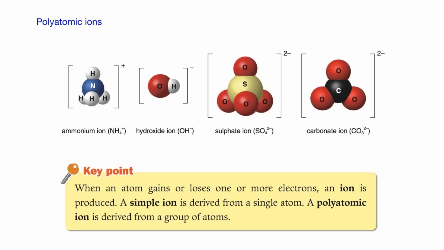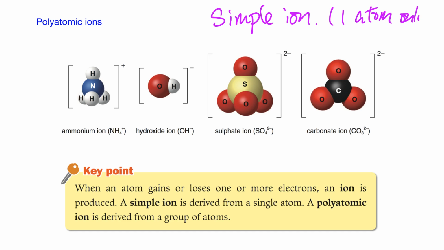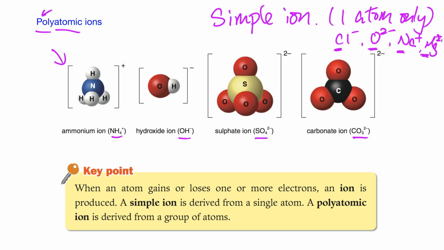Before we continue, let's talk about another thing: polyatomic ions. Ions are not that simple. Remember, one form of ions, the ones that we learned earlier, we call simple ions. A simple ion has just 1 atom only. For example, the ones we learned before: chloride ion, oxide ion, sodium ion, magnesium ion, each has just 1 atom in it. But if we have more than 1 atom grouped together, we call these polyatomic ions. Poly means many.